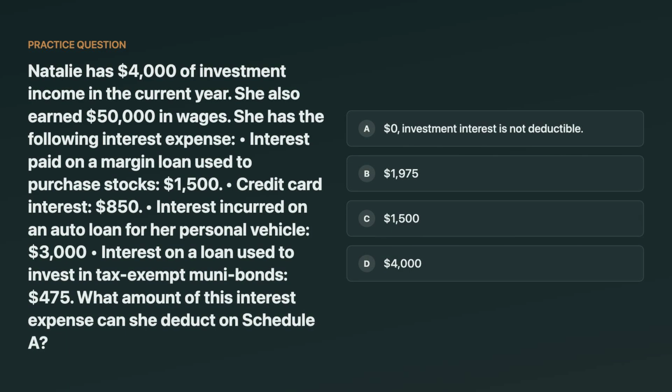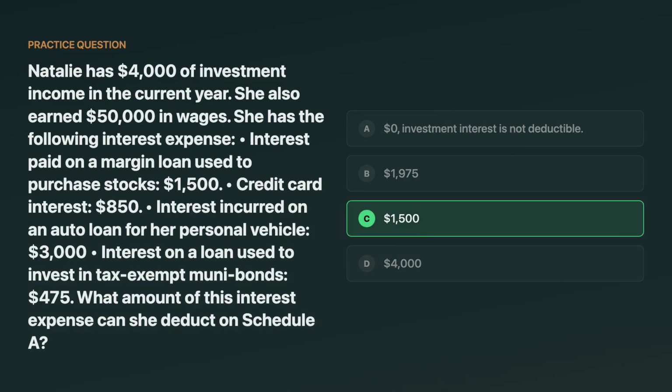Natalie has $4,000 of investment income and $50,000 of wages. She paid $1,500 of margin interest to buy stocks, $850 of credit card interest, $3,000 of personal auto loan interest, and $475 of interest on a loan used to invest in tax-exempt municipal bonds. How much of this interest can she deduct on Schedule A? Think about it.